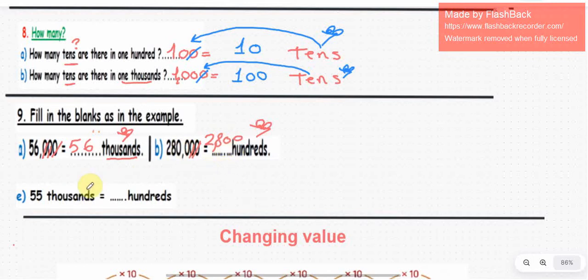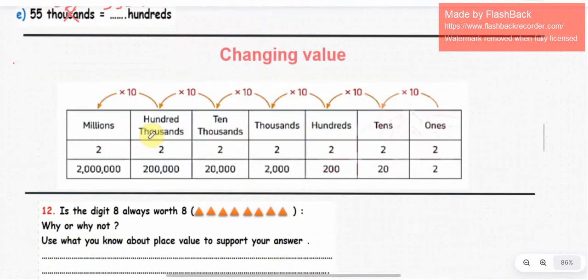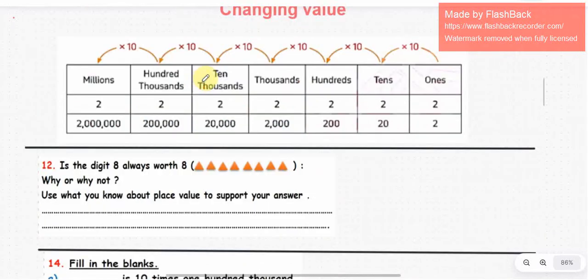Letter E. 55,000 equals how many hundred? If I have any word beside the number, I have to cancel it and get the value of 1,000. 3 zeros. 1, 2, 3. And the word on the right, hum. 100 eats 2 zeros. And write what is the rest. 550.